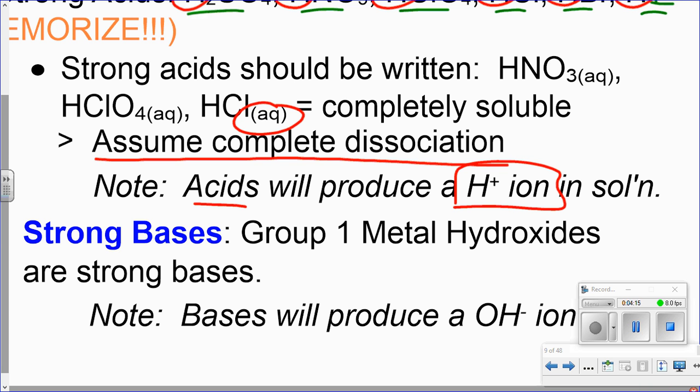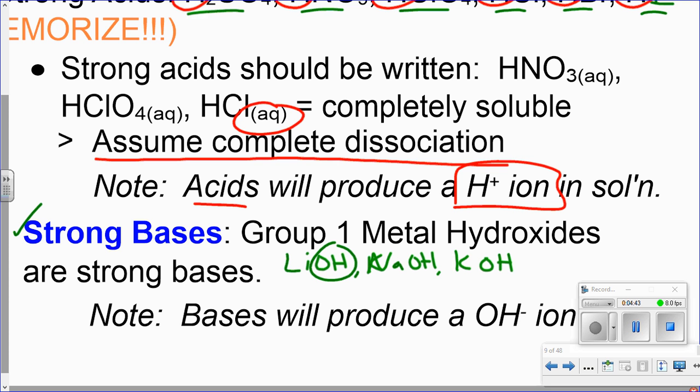Okay, strong bases are the opposite here. The opposite of acids, or at least we can think of it that way. So strong bases, the ones that I want you to know are the group 1 metal hydroxides. In other words, lithium hydroxide, sodium hydroxide, and potassium hydroxide. Those are good. And there are other ones too, but these are the ones that I want you to know as far as the strong bases go.